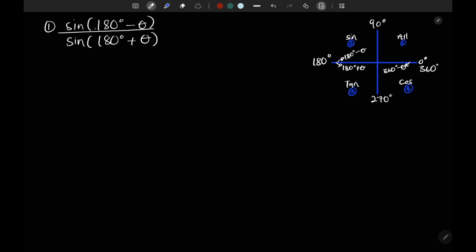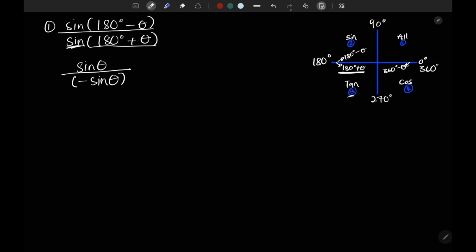So in the numerator we have sine of 180 degrees minus theta, right? We start in the numerator, 180 degrees minus theta. Let's look for it on the case diagram. There's 180 degrees minus theta. It's in the second quadrant where sine is positive, right? So your answer should be sine theta. You have sine theta in the numerator over 180 degrees plus theta. Let's look for it on the case diagram. There's 180 degrees plus theta. It's in the third quadrant where sine is negative. Okay, so this should be negative sine theta.